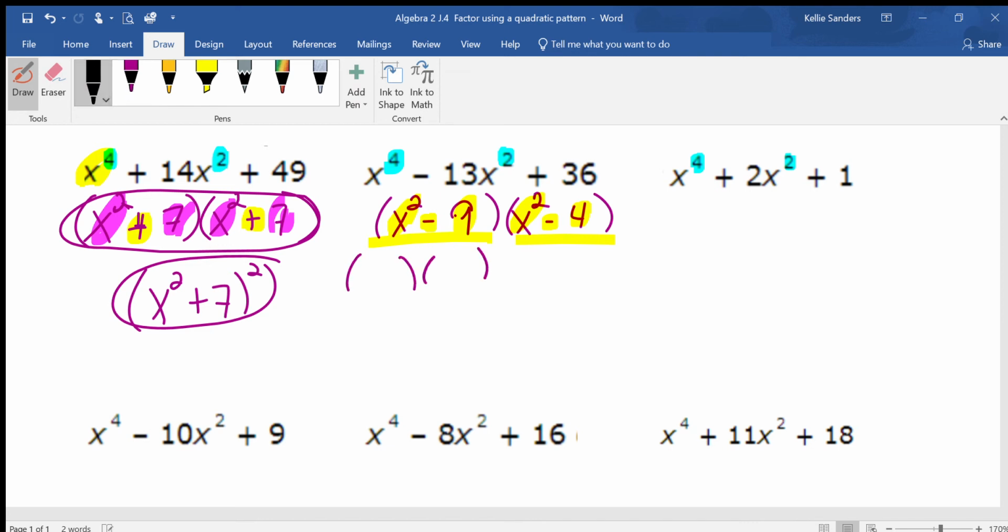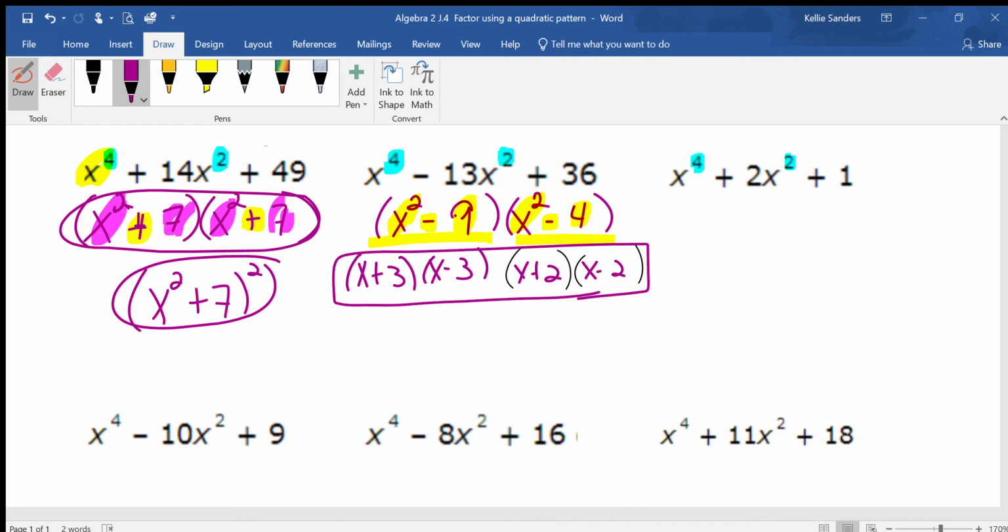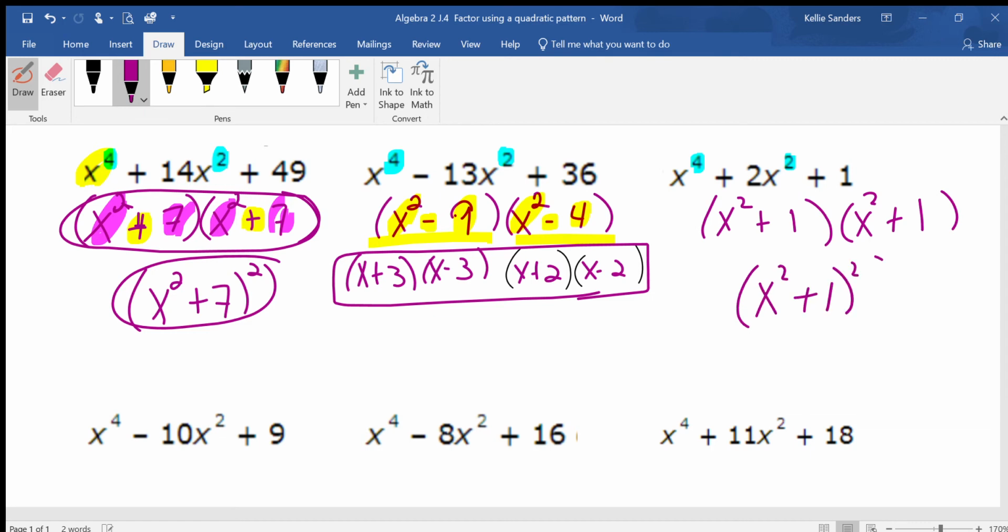I'm going to do that, and then I'm going to do that to show you that. So x plus 3, x minus 3, x plus 2, x minus 2. They're all parentheses back to back. One has a plus, one has a minus, and then there you go. Okay. X squared plus, multiply to get 1, add to get 2. 1 and 1 because it's a plus sign. We are finished. But since there's 2 of them, I'd go ahead and do that.